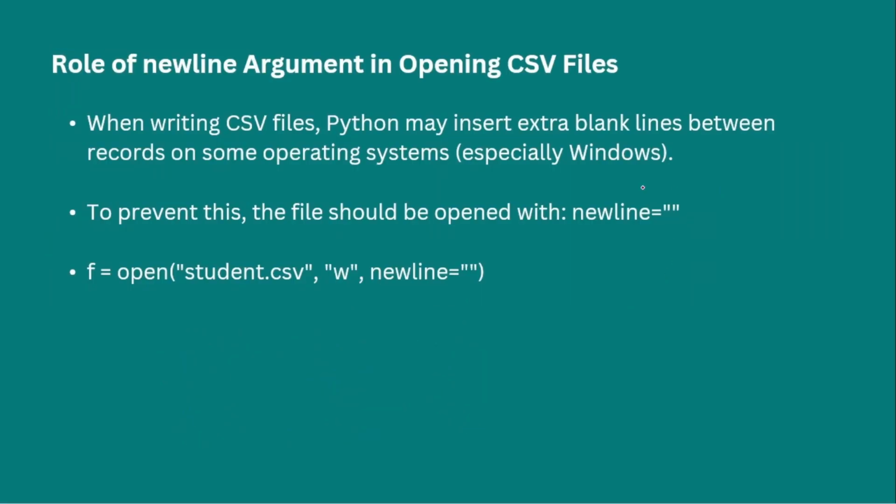Now, the role of the newline argument in opening a CSV file. When writing a CSV file, Python may insert extra blank lines between records, especially on Windows. So while writing, sometimes extra blank lines are inserted in between records. In order to ensure that no such extra blank line is recorded, you make use of newline equals double quotes. So we say f = open student.csv in write mode, and newline equals empty quotes. This is how we open the file. When we open the file in this manner, no extra blank lines are recorded.